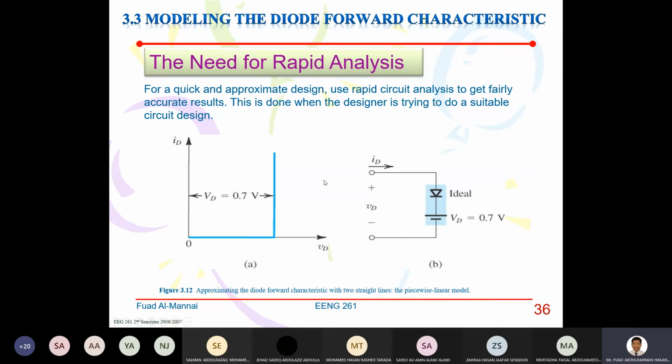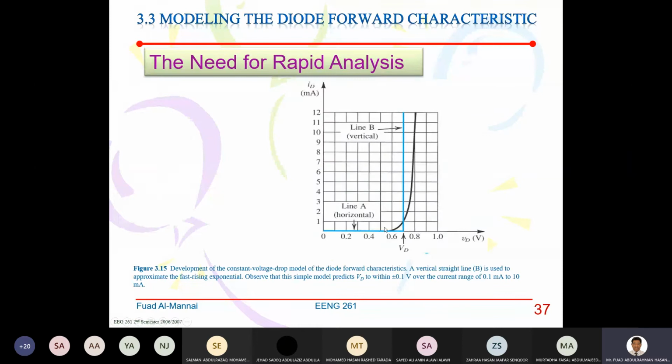Now, the real diode is like this, with the black curve. This is the black curve of a diode, and the one that we approximate is straight. So how are we going to make this curve as close as possible to the real diode? How are we going to do it? We have to bend it a little bit. How are we going to bend it?